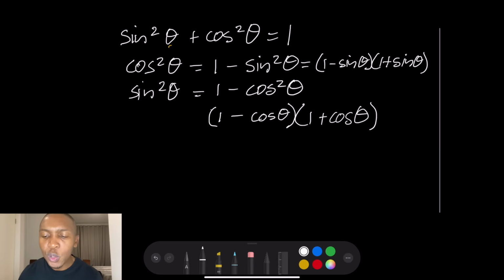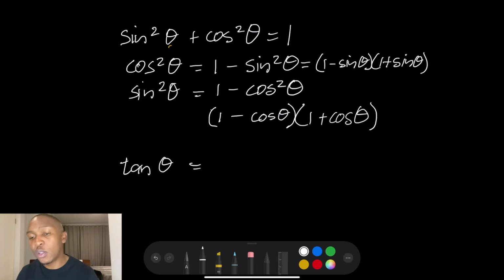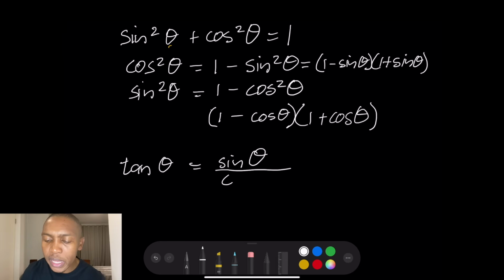By the way, what we also know is that the tan of theta, and it could be any angle, tan of x, tan of whatever it is, we can always convert to being the sine of theta divided by the cos of theta.